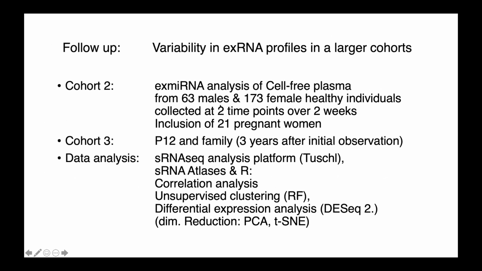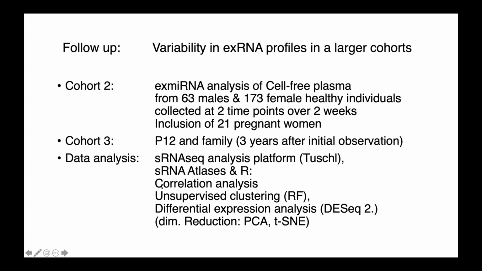In our continuation, we now included more participants, roughly 230 normal healthy individuals, 63 males and 173 females. We collected samples at 2 time points over a time of on average 2 weeks. In order to have a distinctive phenotype, we also included plasma samples of 21 pregnant women at different stages of pregnancy. And in a third cohort, we included the individual that has the neuroendocrine phenotype and his family.